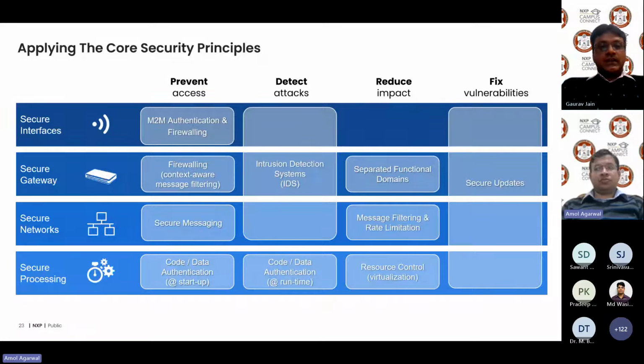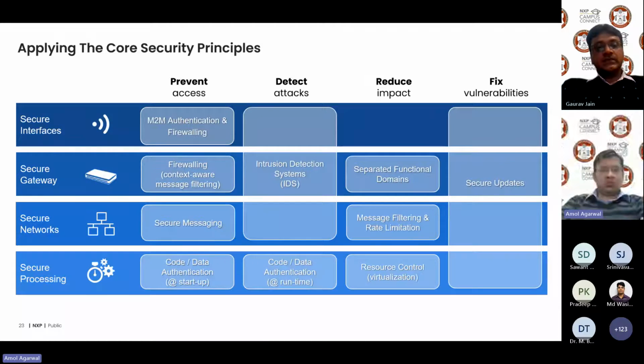Yeah. So if you see on the rows, we have secure interfaces, the gateways, the secure network, and the secure processing. And on the column side, if you see prevent access, we basically try to build a device which can prevent unauthorized access into the SoC. So assuming an autonomous car which is running, no one should be able to hack the MCU, MPU on that particular car, right? Otherwise, it will be not only insecure, it will also be unsafe for the passengers sitting in that car.